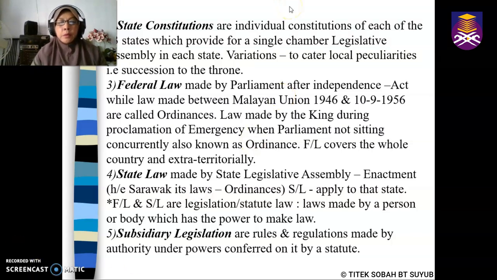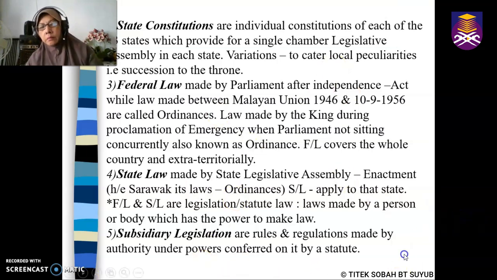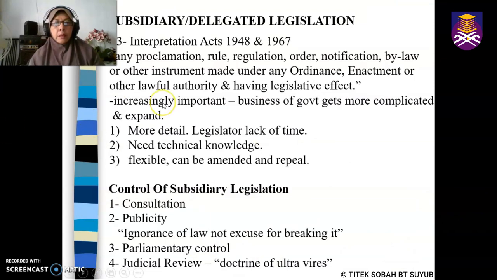So let us go on with the next topic. It seems that the next topic is actually as to what really is subsidiary legislation.